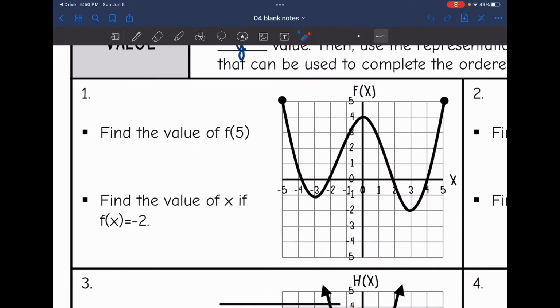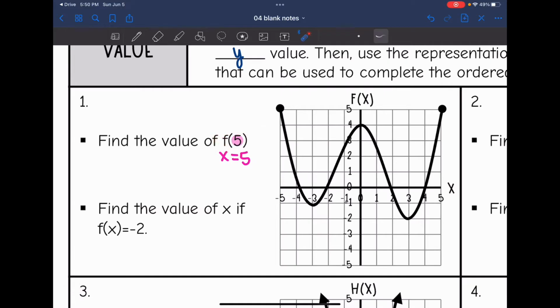It says find the value f of 5. So they gave us a number inside the parentheses. They gave us the input or the x value. So that right there is just telling us that x is 5. And they're wanting us to find f of 5, which is an output or a y value. This is telling us find y when x equals 5. So I'm going to go over to x equals 5 on my graph, which is right there. And that ordered pair on the graph is 5, and then the matching output value is also 5. So f of 5 equals 5 here.